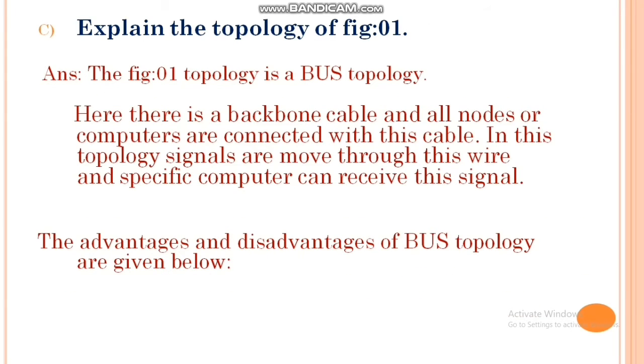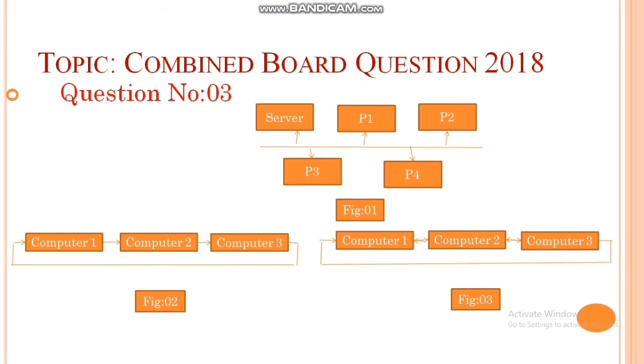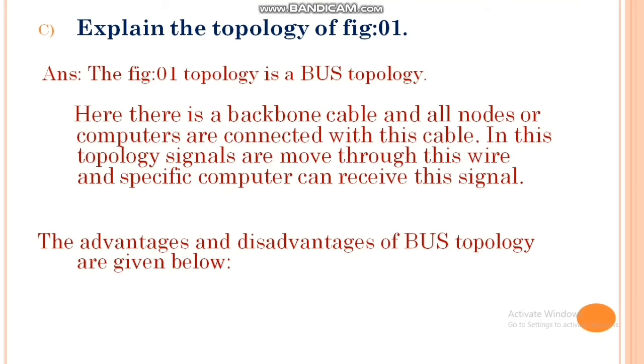Now, question number C. Explain the topology of figure 1. To answer this question, you need to see figure 1 again. There is a backbone wire and a server is connected with this wire. P1, P2, P3, P4 are some computers or nodes connected with this wire directly and communicate with each other. So this topology is a bus topology. It fulfills all the characteristics of bus topology. So figure 1 is a bus topology.